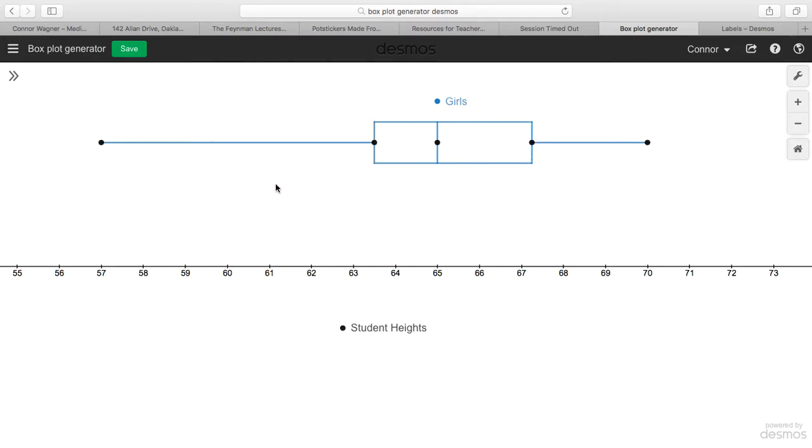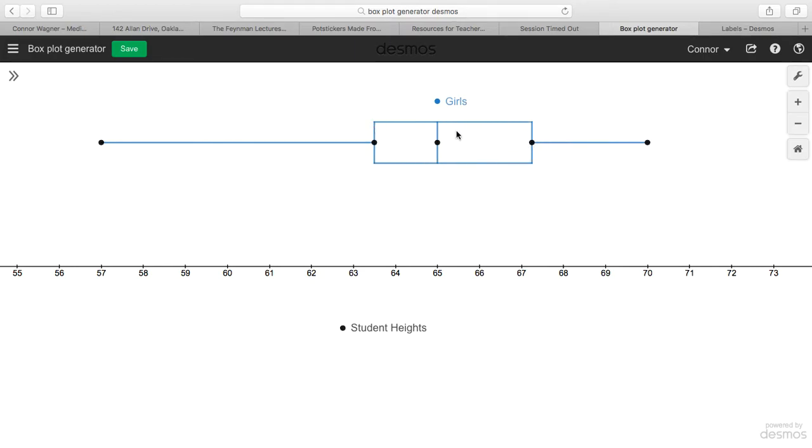So our data has been broken up into four parts. So here's the bottom 25% of students are between 57 and 63 and a half. Then you have 25% of students in here, 25% in here, and 25% here. So this box in the middle says this is the middle 50%. So what it does is it tells us this is pretty typical. If you're in this box, you're a pretty typical height for a sixth grade girl.